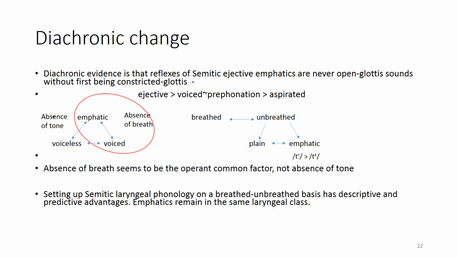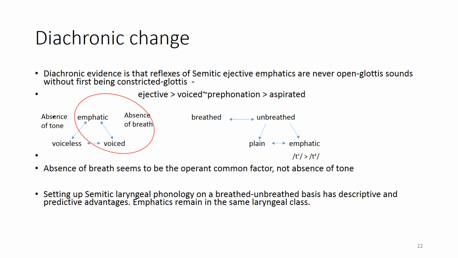The diachronic evidence then is that reflexes of Semitic ejective emphatics are never open glottis sounds without first being constricted glottis sounds. That is, the diachronic trajectory is from ejective to voiced or unaspirated, and only then to aspirated. Absence of breath or aspiration is, I believe, the common factor responsible for the grouping together of voiced and emphatic consonants in the allophonic variation, morpho-phonological and diachronic processes we've looked at in this talk.